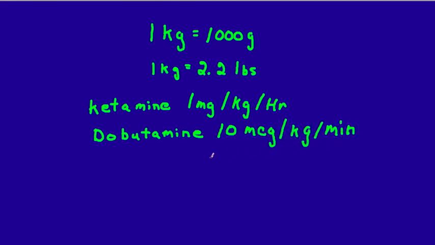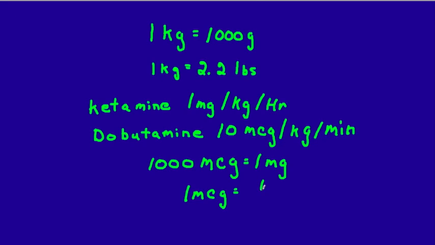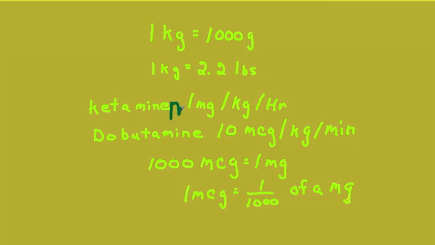Microgram is abbreviated mcg. 1 microgram is equal to 0.001 milligrams. 1 microgram equals 1/1000th of a milligram. And one more way a few meds are measured is in MEQs, or milliequivalents. Potassium is often given as 20 MEQs in 1,000 milliliters of normal saline.